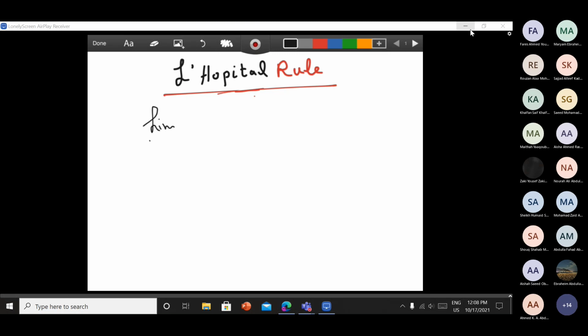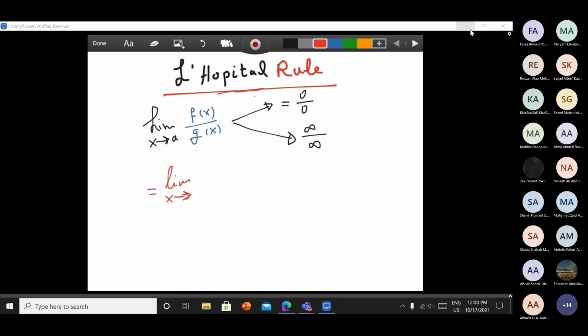If you would like to have a limit when x tends to a for a rational function, you have a numerator and denominator. If you substitute in this one and you have 0 over 0 or infinity over infinity, L'Hopital says this will equal the limit when x tends to a for the same function, but you differentiate the numerator and differentiate the denominator separately.